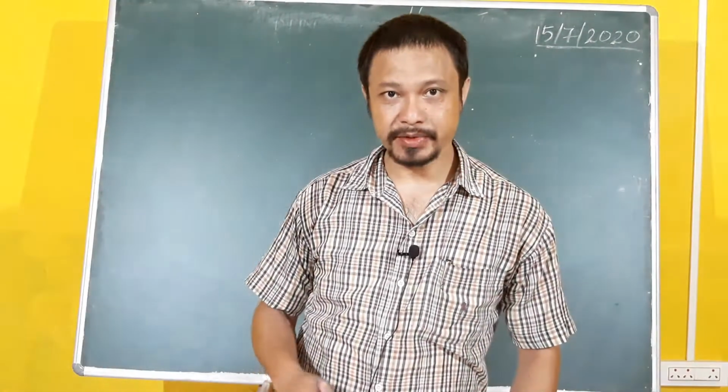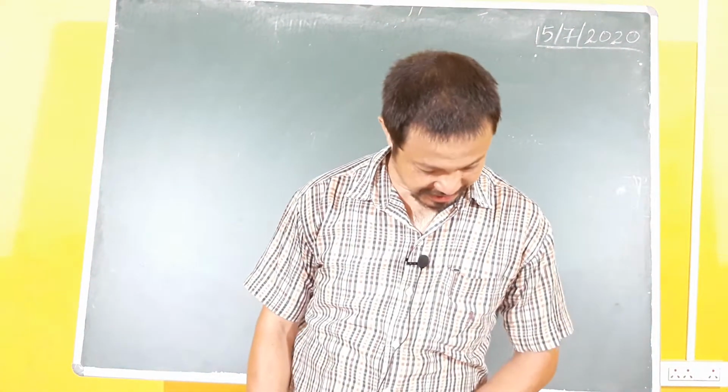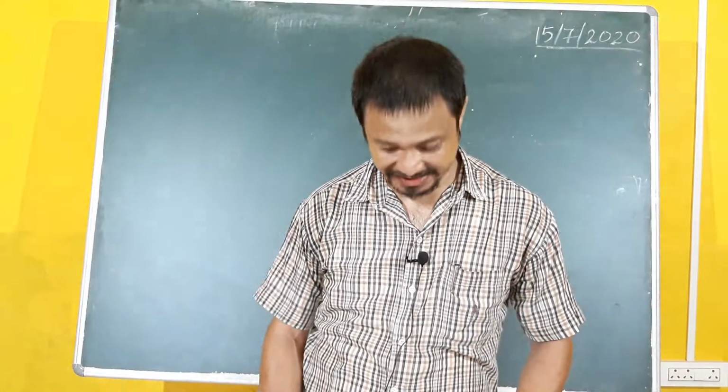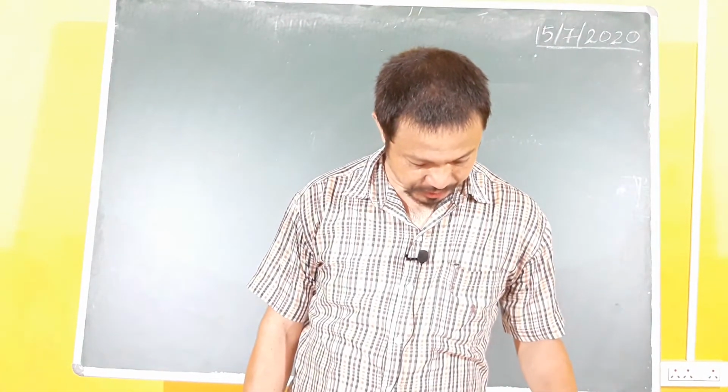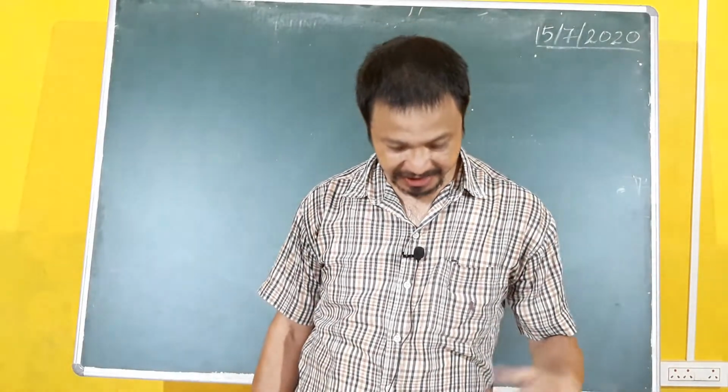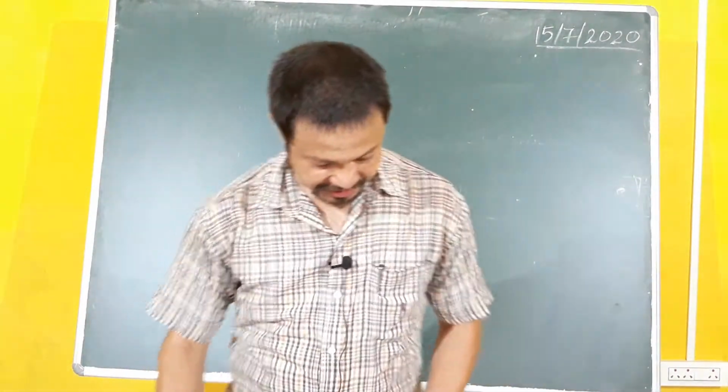We'll be continuing with rational numbers. I think I was doing exercise 3A last time. We did till number 6, page number 60. So we'll be doing number 7, the last sum from exercise 3A, then we'll be going on to exercise 3B.